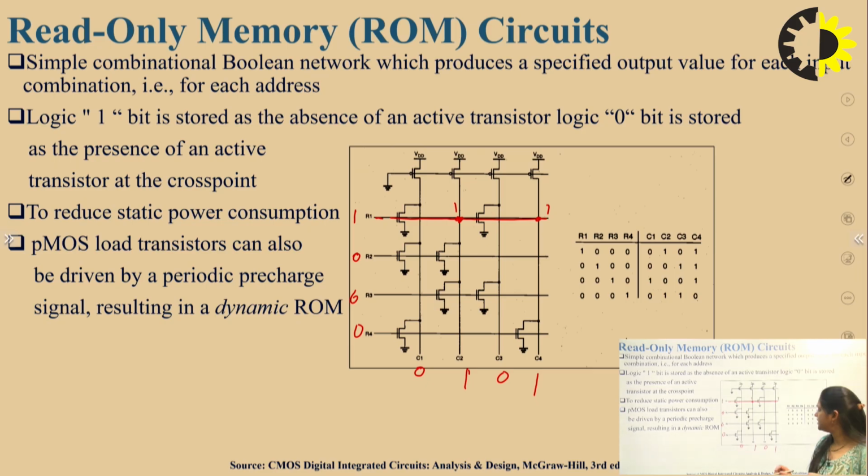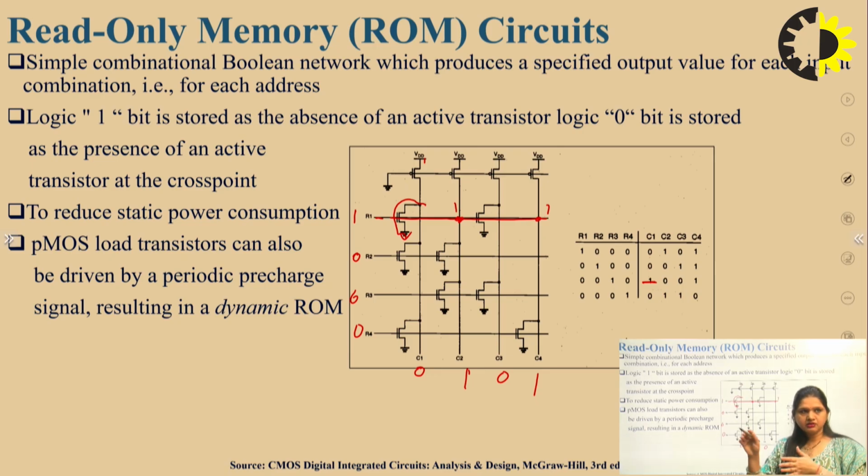Absence of transistor means this particular point is connected to VDD, so here the bit is 1. Suppose this point is 1 in place of 0. In that case, this transistor is on because of this 1, and this VDD will connect to ground. That will make that particular bit 0. So this is how we can read 0 bit and 1 bit.